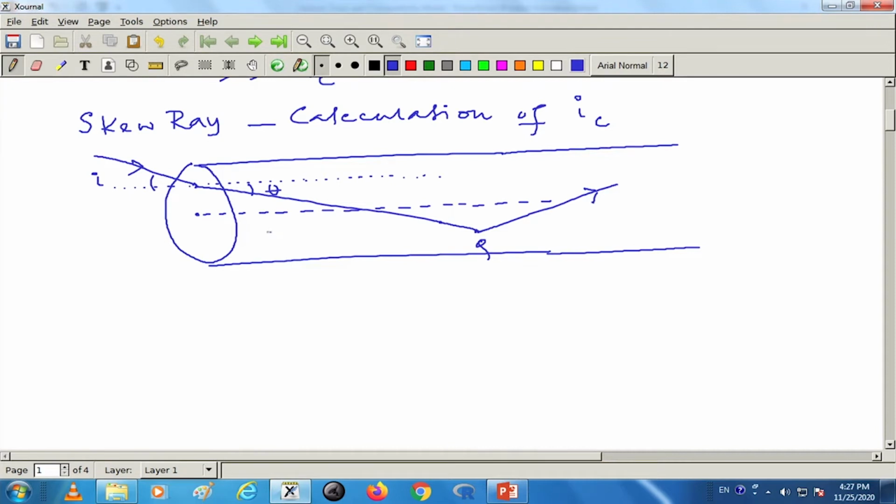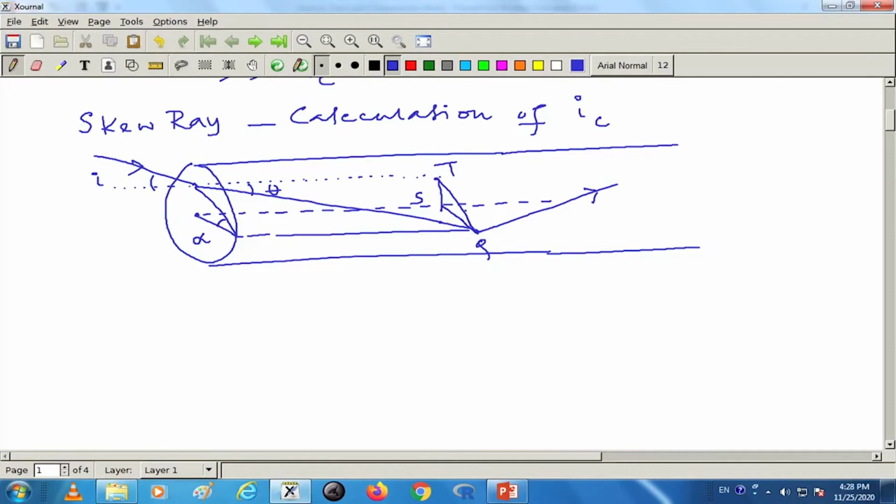So, if I join this point, I will have a plane like this here, and also a parallel line. If I draw, I should have something like this. Let me call this point T, this point S. And this is the angle alpha. This alpha angle is very, very important, because we find at the end of the day that IC, which is the acceptance angle, will be related to this alpha.